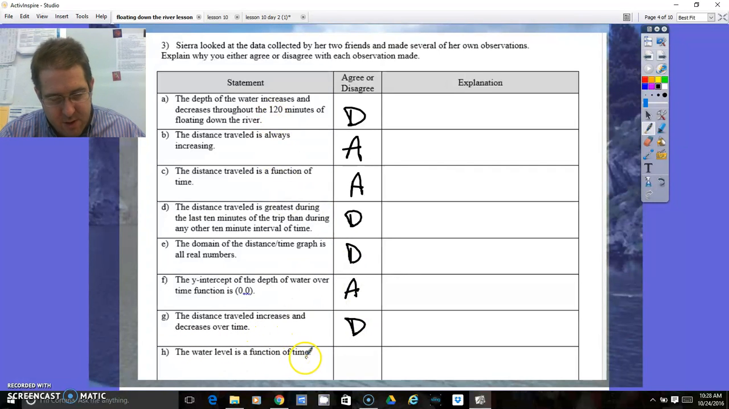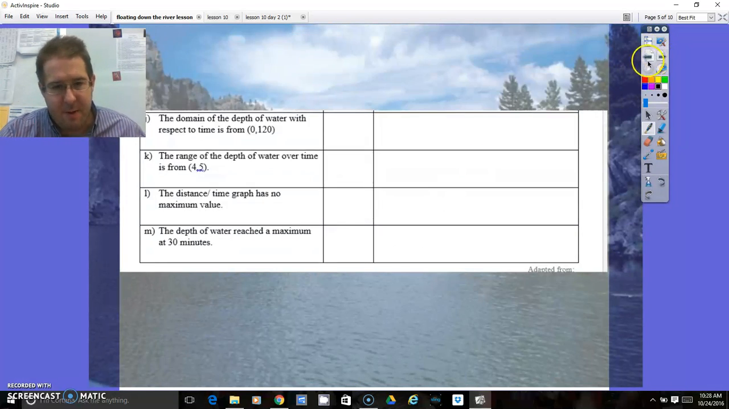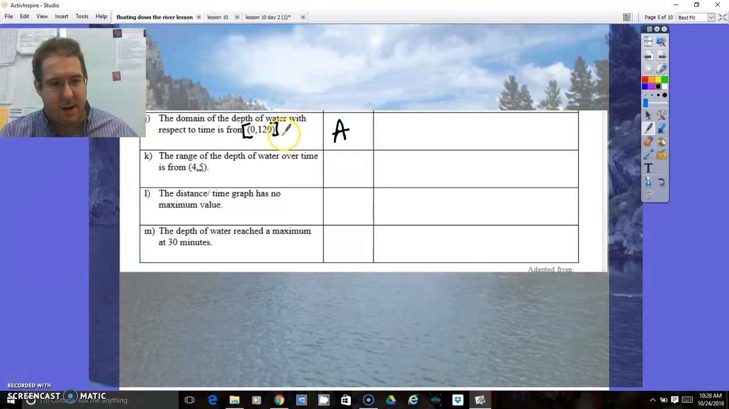The height of the water is a function of time. I would have to agree with that. This is a function. Depending on how long you've gone will determine what the water's height is. The domain of the depth of the water with respect to time is 0, 120. Okay, so this is an acceptable way of writing it if you put it into brackets. So I'm going to agree with that. That is the domain from 0 to 120. I just don't want you to write it like that. I want you to use compound inequalities, because that's what's going to be expected of you on tests.